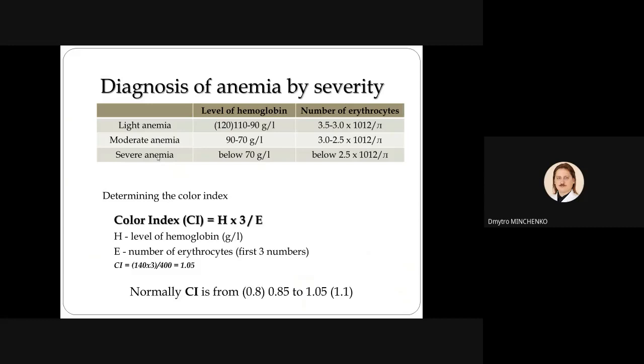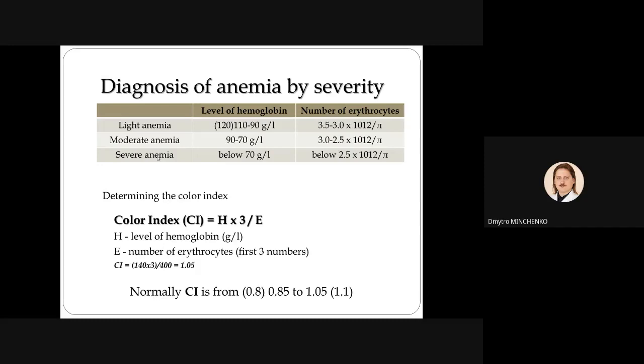And remember that erythrocytes alone do not mean anemia. Anemia is not the same as erythropenia. Anemia is the decrease of hemoglobin. Yes, it is very often accompanied by decrease of erythrocytes. But decrease of erythrocytes by themselves without hemoglobin decrease do not imply anemia, simply erythropenia. Moderate levels 90 to 70, 3 to 2.5 erythrocytes, and severe anemia below 70 and below 2.5 erythrocytes.